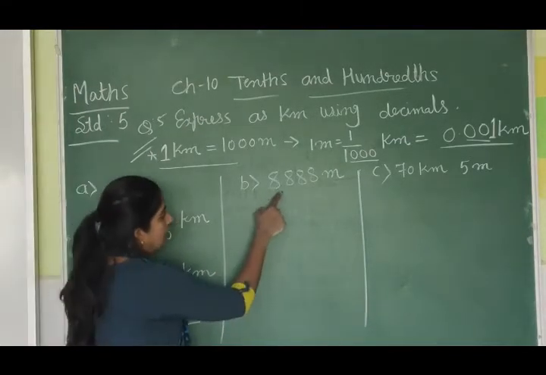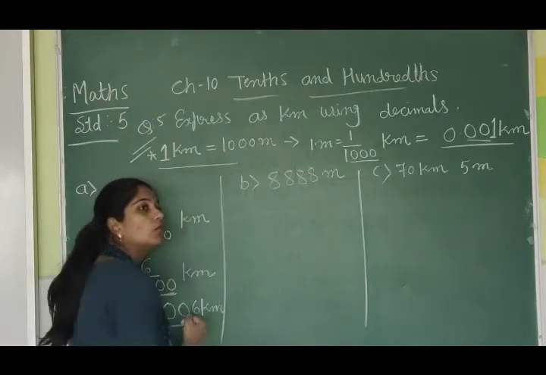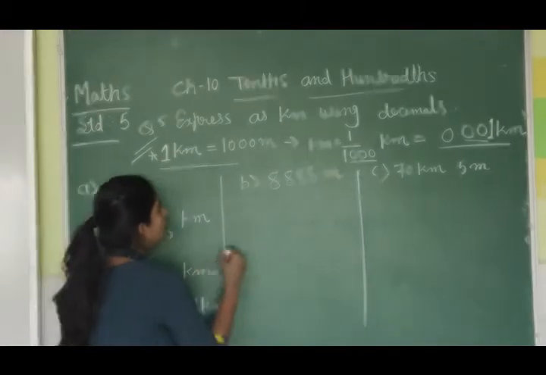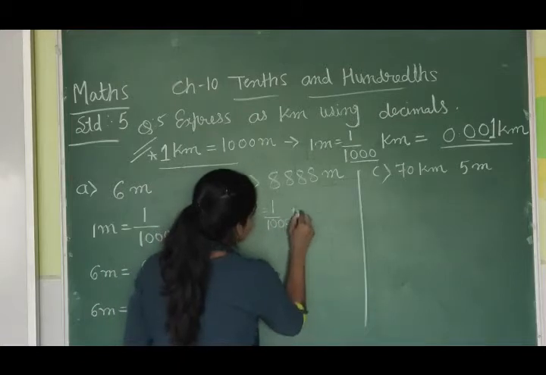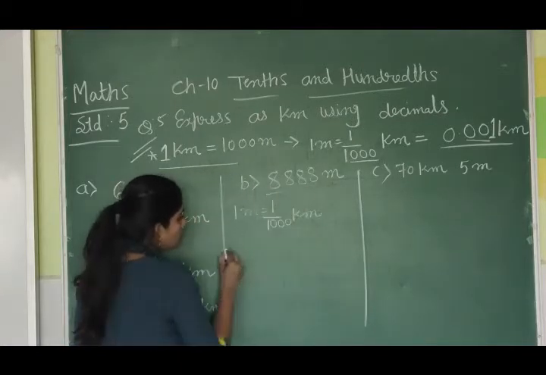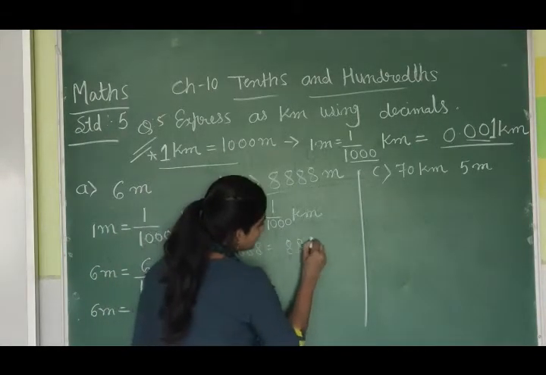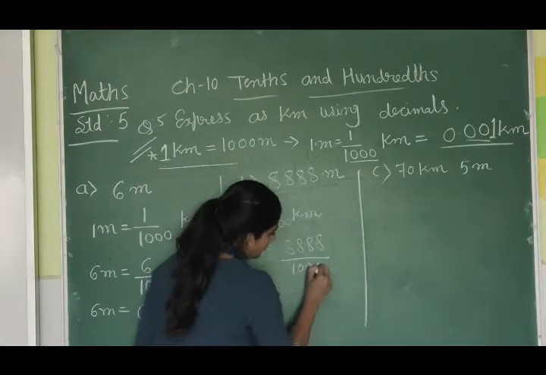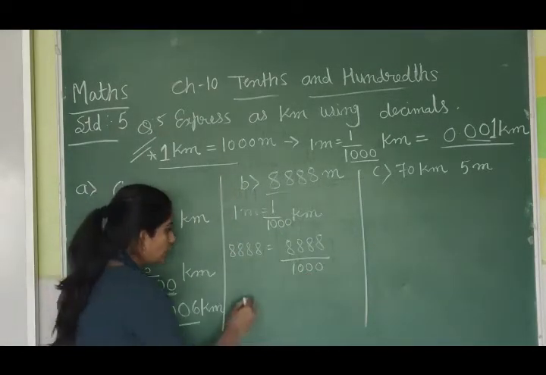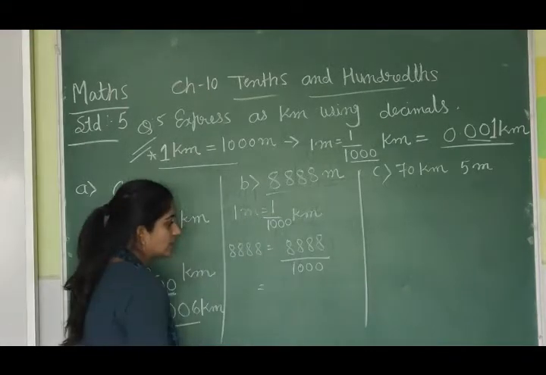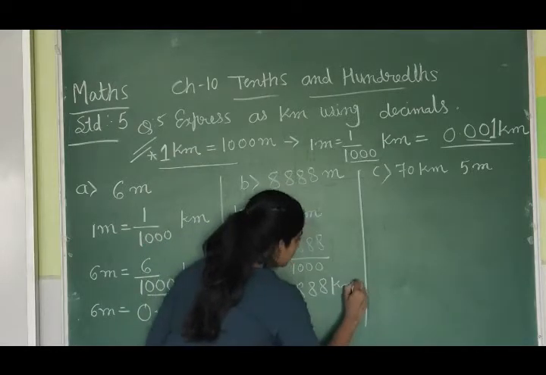Now 8888 meter. Okay, so first again we have to write the formula of this. 1 meter is equal to 1 upon 1000 kilometer. So for this you have to write this digit here, is equal to 1000. Okay, so there should be 3 digits after the decimal point. So what will be the final answer? 8.888 kilometer.